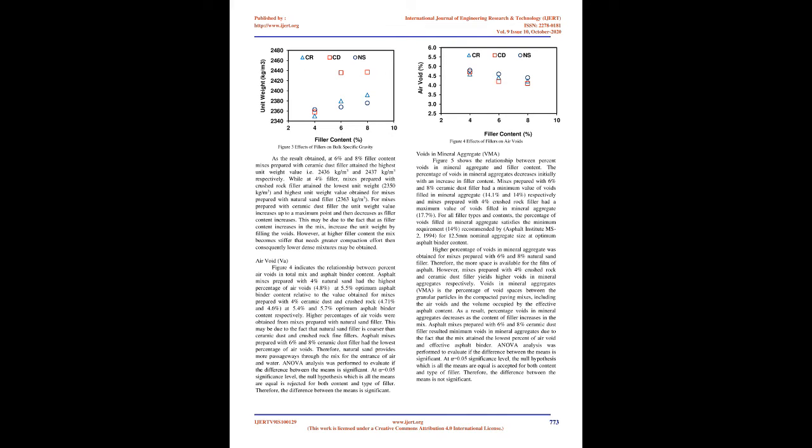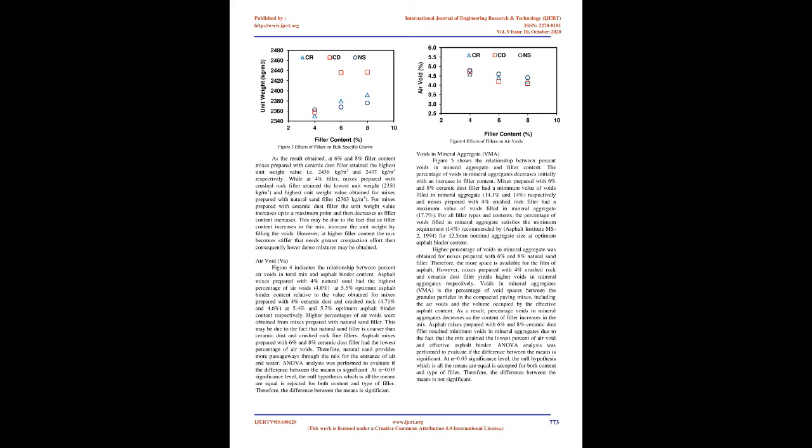The optimum asphalt binder content decreases as the content of filler increases, due to the fact that the void space between aggregates is filled by filler materials, so there will be a small room for asphalt binder to occupy. Mixes prepared with 6% ceramic dust and natural sand filler exhibit similar optimum asphalt binder content, 5.3%. The highest value of optimum asphalt binder content, 5.7%, was obtained for mixes prepared with 4% crushed rock, while the lowest value, 5%, was obtained for mixes prepared with 8% ceramic dust. This may be due to the reason that ceramic had more asphalt binder absorption property.